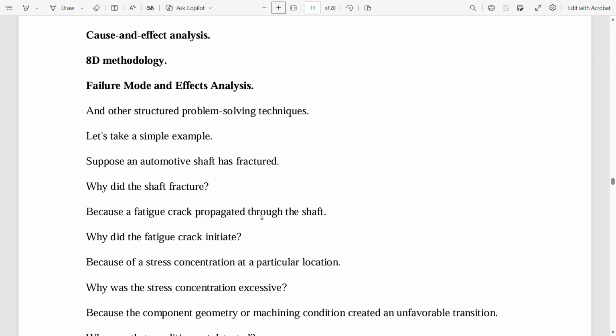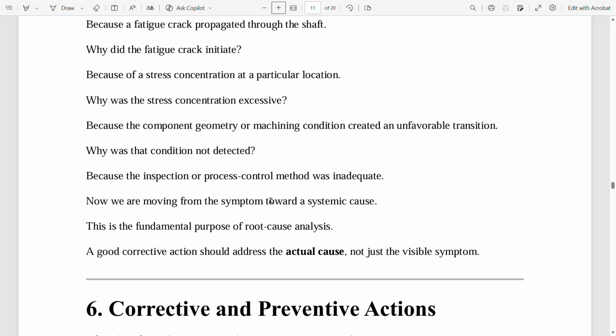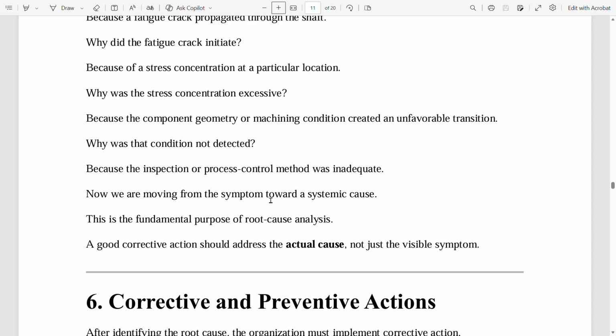Let's take a simple example. Suppose an automotive shaft has fractured. Why did the shaft fracture? Because the fatigue crack propagated through the shaft. Why did the fatigue crack initiate? Because of a stress concentration at a particular location. Why was the stress concentration excessive? Because the component geometry or machining condition created an unfavorable transition. Why was that condition not detected? Because the inspection or process control method was inadequate.